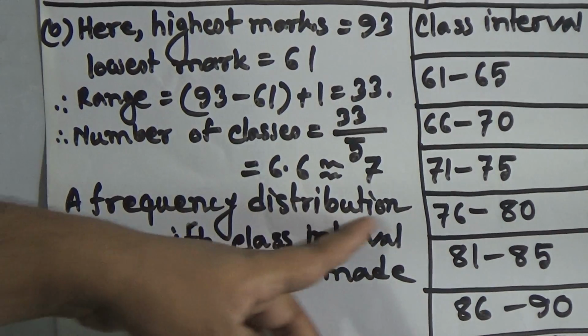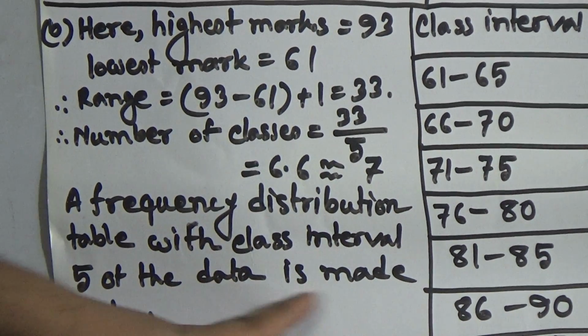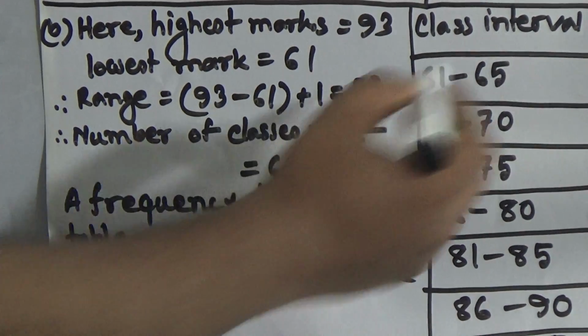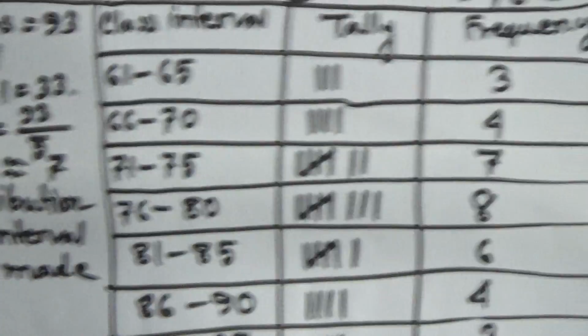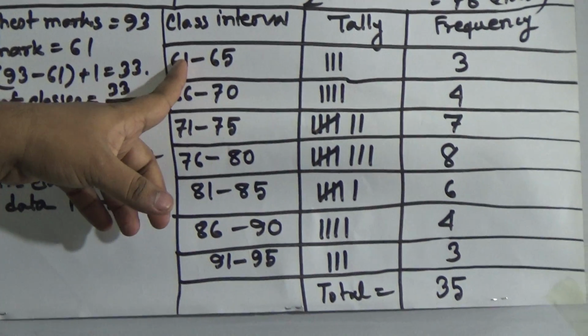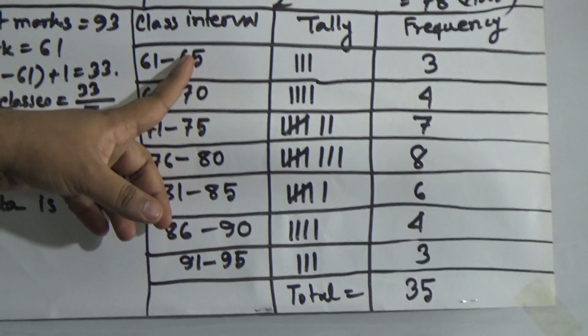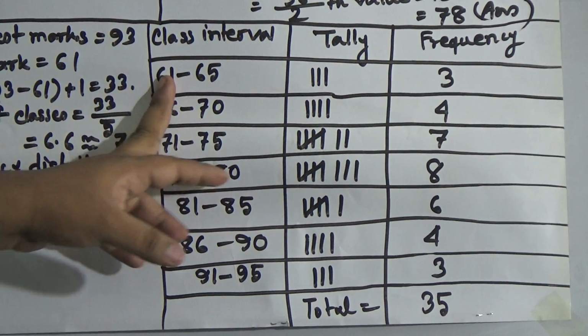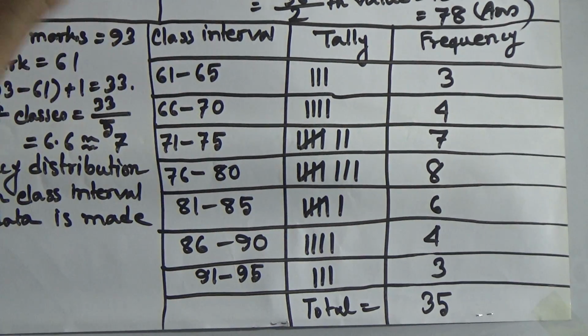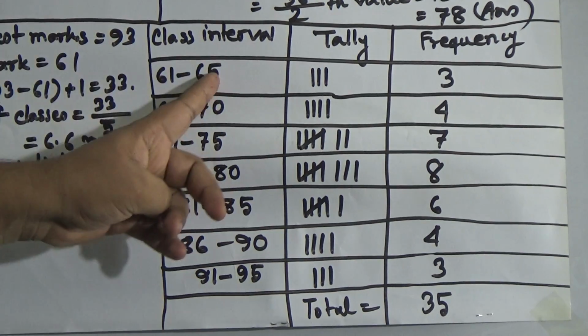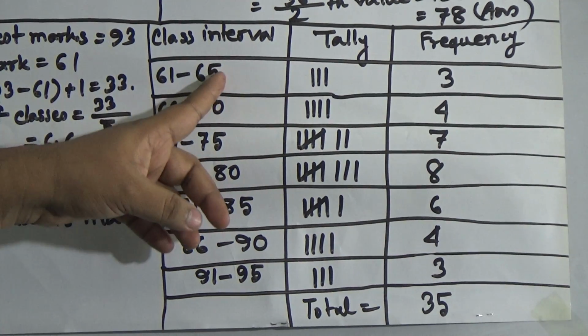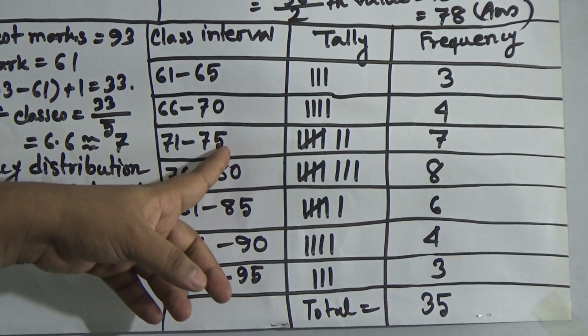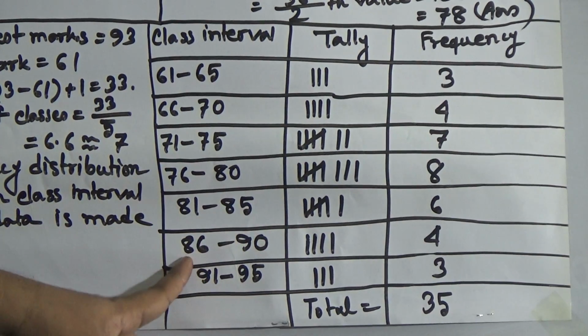Now notice, a frequency distribution table with class interval 5 of the data is made below. Here we have class interval, tally and frequency, and the numbers start from 61. So this is 61 to 65. Dear student, we take 5 as class interval, so 61, 62, 63, 64, 65. That means we go from 61 to 65 to get class interval 5. Next, 66 to 70, 71 to 75, 76 to 80, 81 to 85, 86 to 90, 91 to 95.